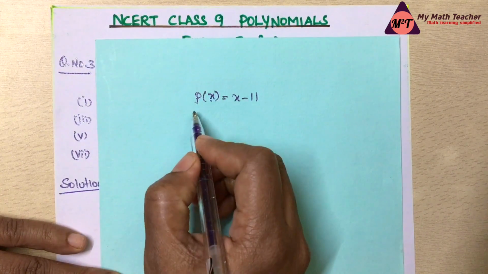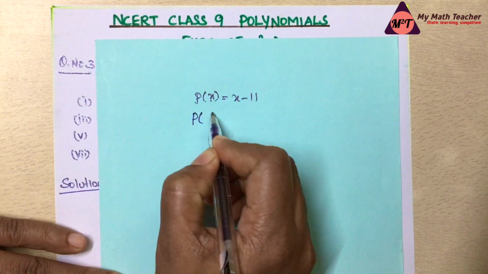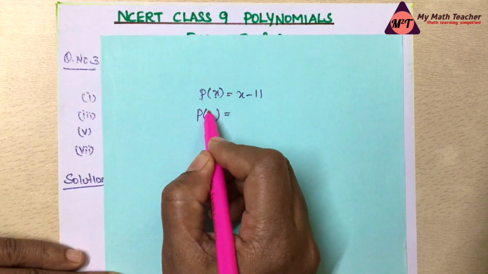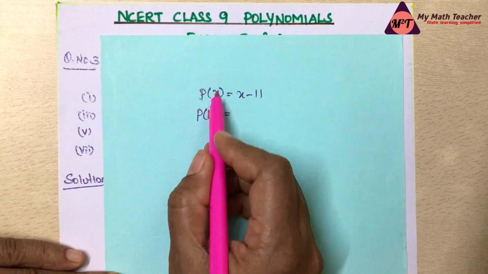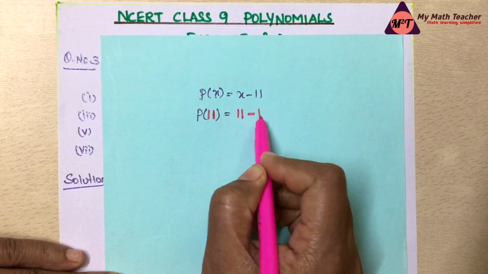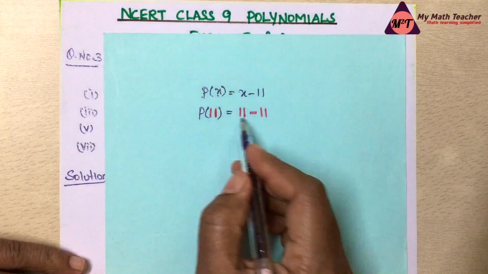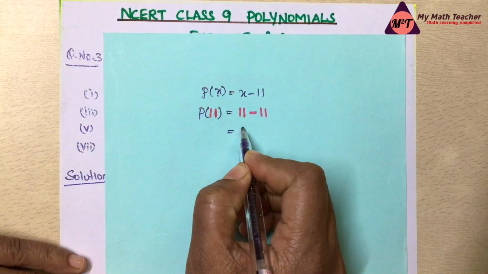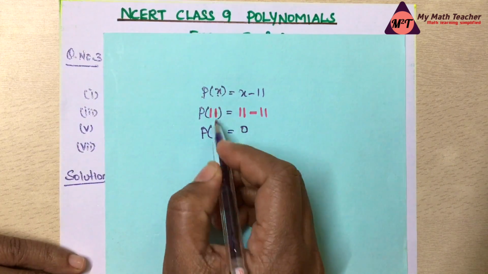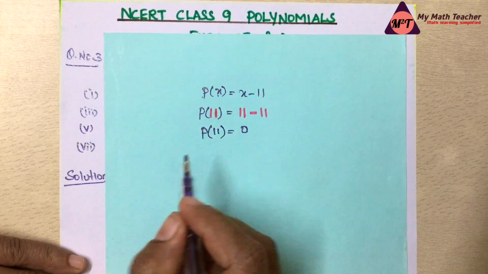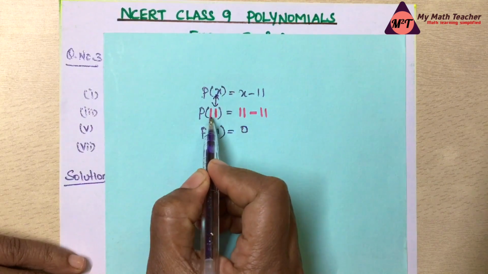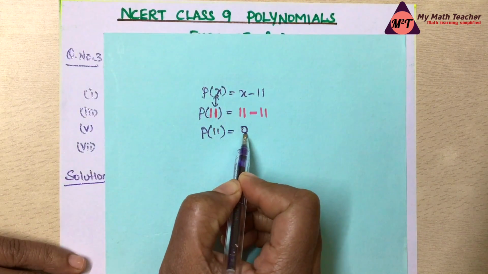So now what I am going to do is, in the place of x, I am going to apply a value which is 11. So in the place of x, it is 11. Now it will be 11 minus 11. So what is the answer? 11 minus 11 becomes 0. Now the polynomial of variable x, that is p of 11, becomes 0. When I substitute 11 in the place of x, the polynomial becomes 0.